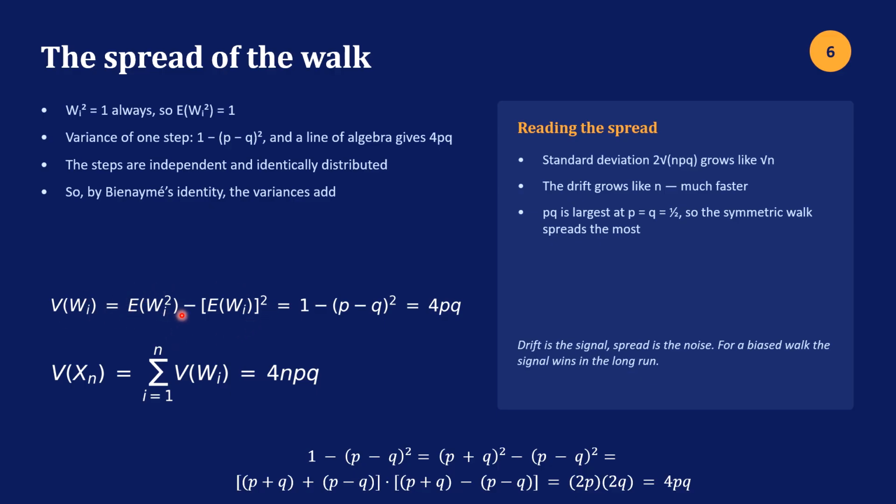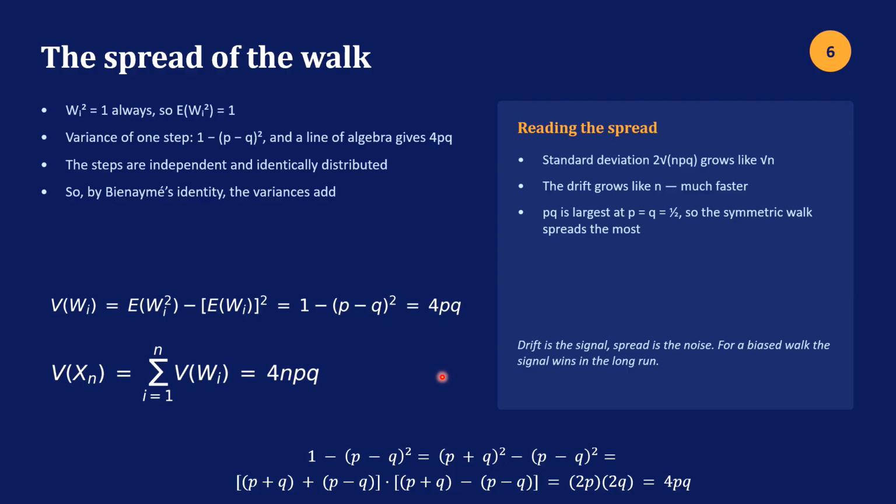In this first part here, when you square it, it's either 1 or -1. So you're just going to get 1 for the expected value of w sub i squared. Then on the previous slide, we computed P minus Q, and we have to square it. And this reduces to 4PQ.